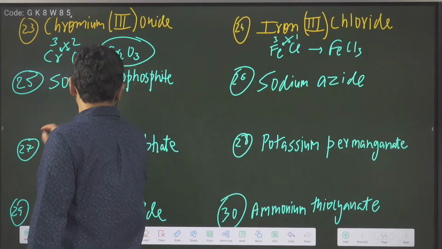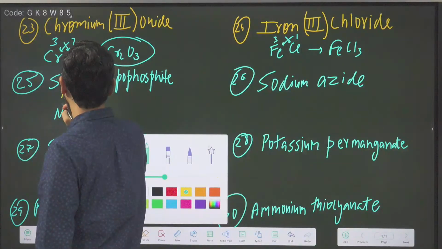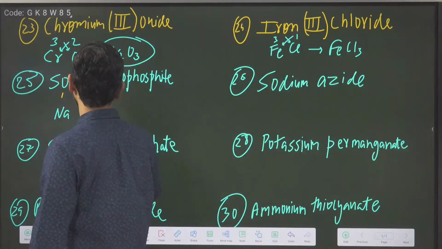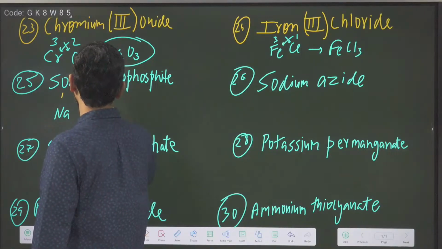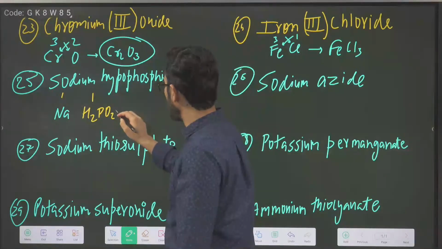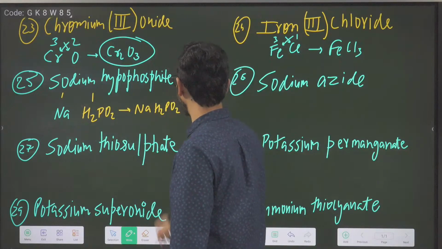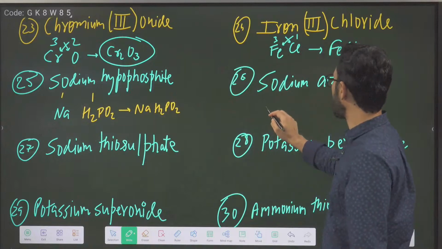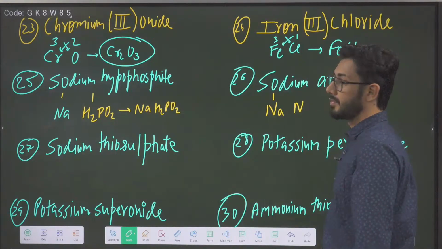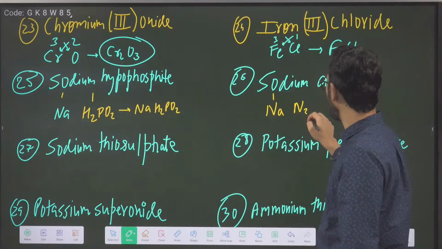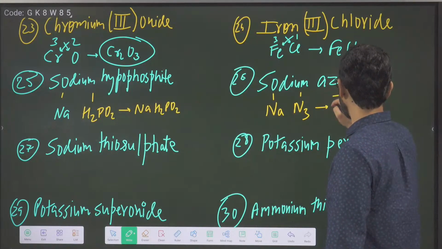Sodium hypophosphite, cation Na plus 1 and hypophosphite H2PO2 minus. Final becomes NaH2PO2. Azide, sodium azide. Sodium Na plus 1, azide N3 minus 1. NaN3. Azide ion in the last class we have written.